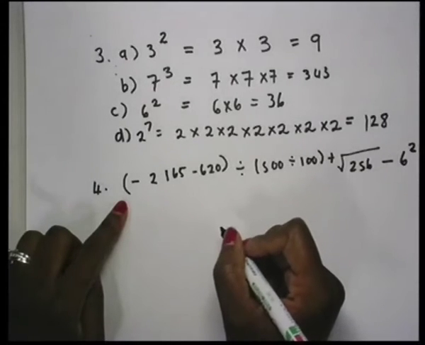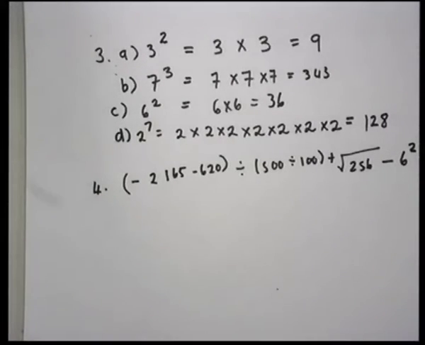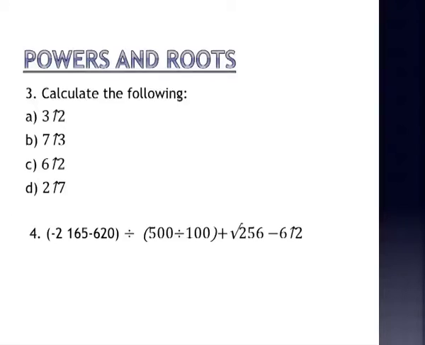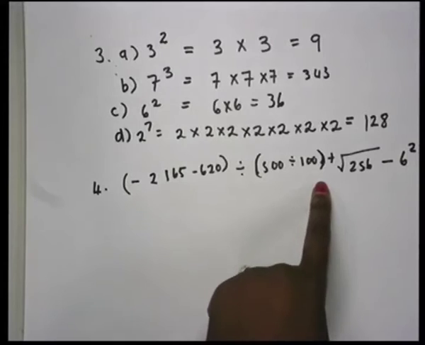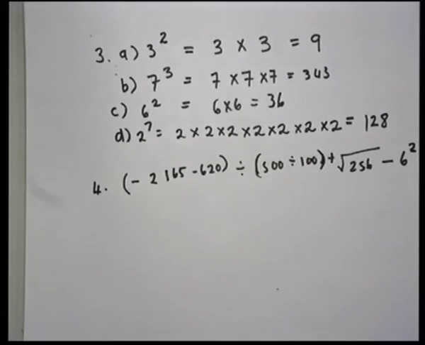It's important that you always concentrate on brackets first. Number 2, multiplication and division needs to then be worked out from the left-hand side to the right-hand side. And thirdly, then you add and you subtract. It's very important that you note those 3 rules. So if we go to our question number 4, by the rules that I've already mentioned, we need to start working on the brackets first. So we know negative (2,165 minus 620). And then the second part that we work out is the next bracket, which is 500 divided by 100. And then we can work out the rest of the equation.